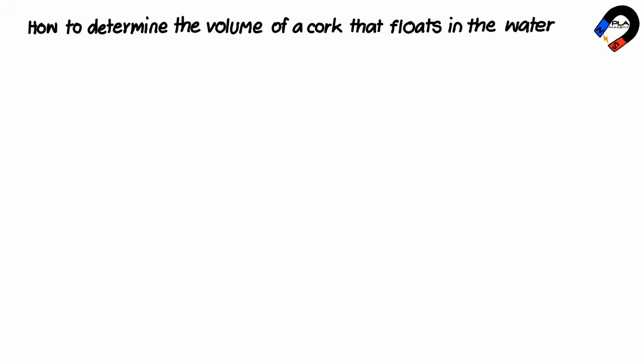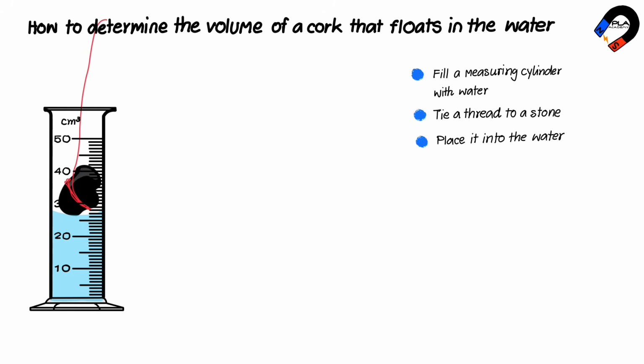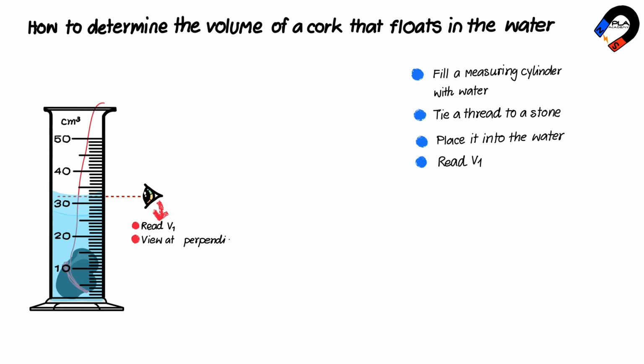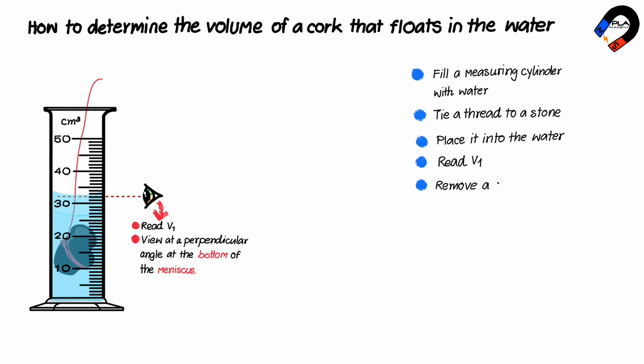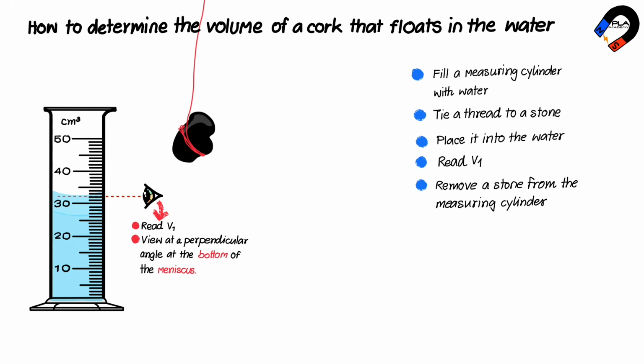How to determine the volume of a piece of wood that floats in the water, such as a cork. Fill a measuring cylinder with water. Tie a thread to a stone, and place it into the water. Read the initial volume, V1, by viewing the scale at a perpendicular angle at the bottom of the meniscus as shown. Remove the stone from the measuring cylinder by lifting it up by the thread.